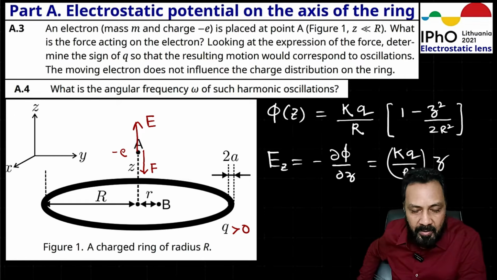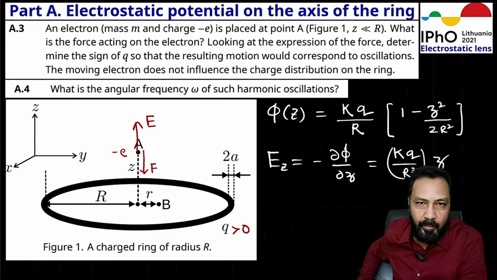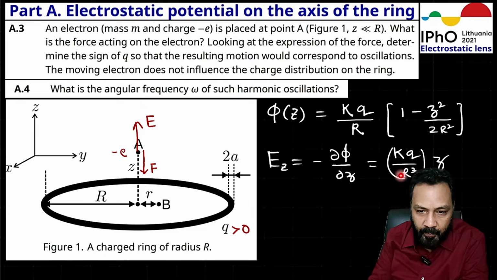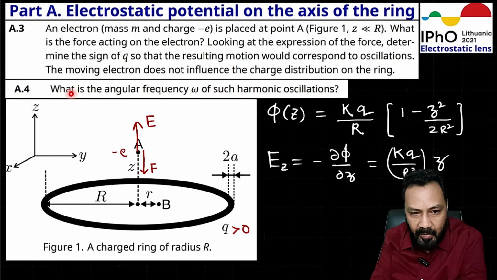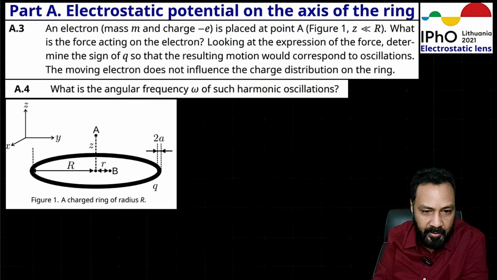And this is the very simple result that is normally taught in JEE also, that the electric field on the axis of a ring is kqz divided by r square plus z square power 3 by 2, and then for z very small compared to r, the denominator becomes r cube, and that's what this is. So we got the electric field on the z axis, and then using this expression we'll find the angular frequency of such harmonic oscillation. Go to the next page.